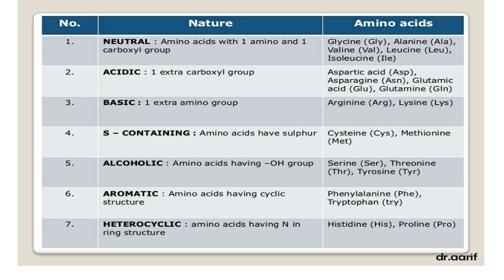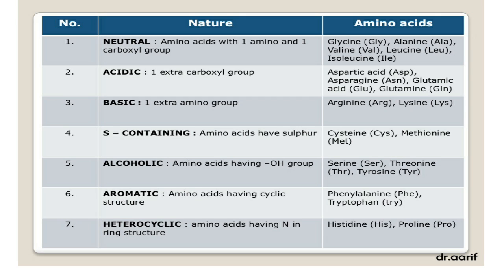Neutral: amino acids with one amino and one carboxyl group. Examples: glycine, alanine, valine, leucine, isoleucine. Acidic: when there are more carboxyl groups in comparison to the amino group, that is acidic in nature. Aspartic acid, asparagine, glutamic acid and glutamine. Basic: when there is an extra amino group, that is arginine, lysine.